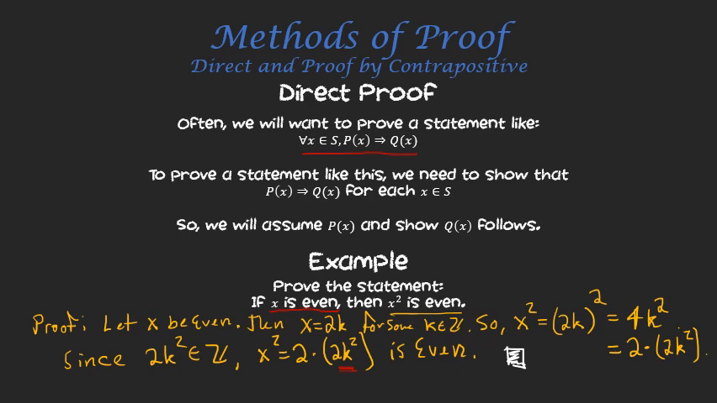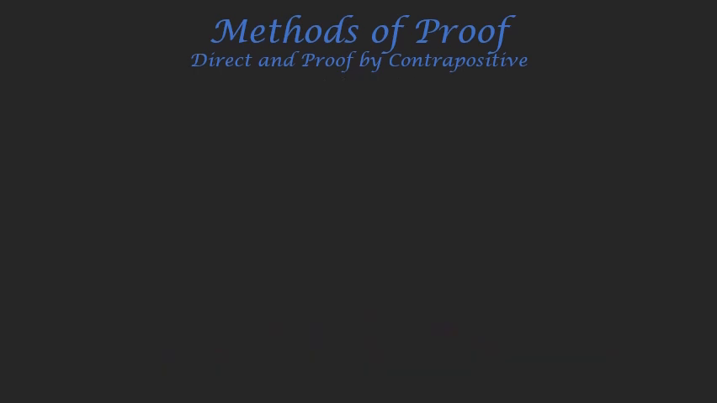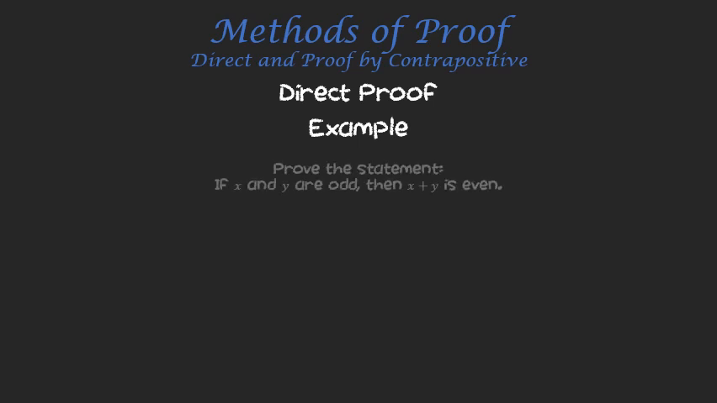And so that's not too bad. There's our first example of a direct proof of an implication. We'll take a look at another example in the next slide. Since we just did an example involving even integers, I thought it was appropriate to look at an example involving odd integers. So let's take a look at this. We want to prove the statement, if x and y are odd, then x plus y is even.